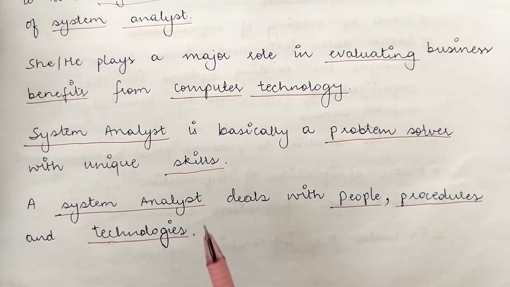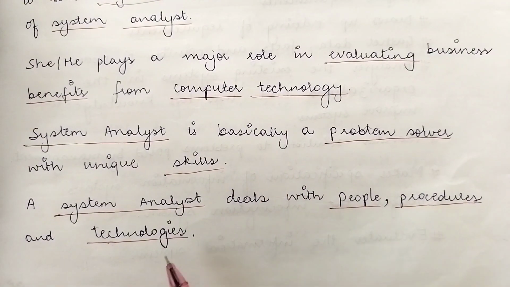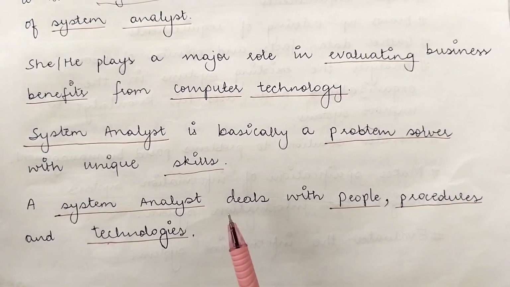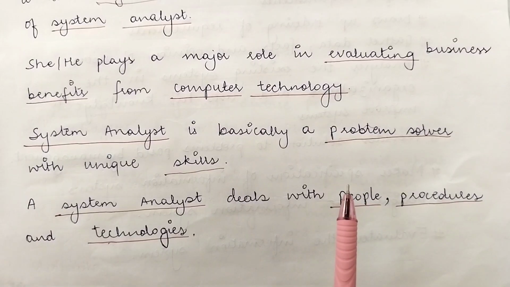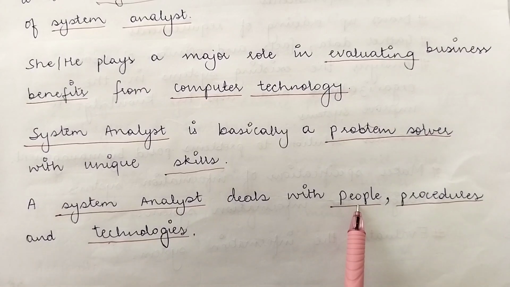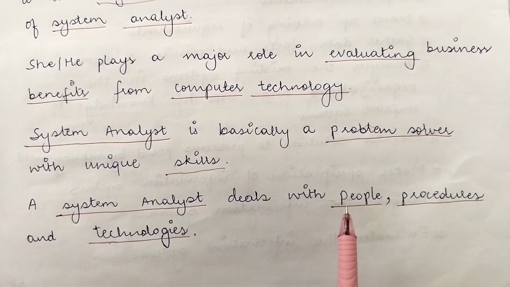A system analyst deals with people, procedures and technologies. Obviously, these are the three major things that a system analyst deals with. The first important one being the people. He has to be around people. He has to understand people. He has to understand the requirements of the people. He has to understand the working conditions in which the people are working and design the system accordingly. So the first entity that any system analyst is dealing with is the people.